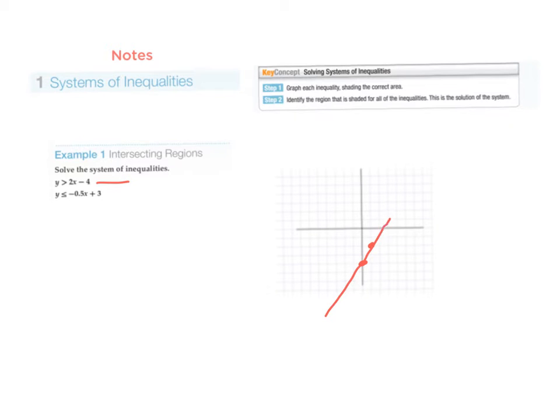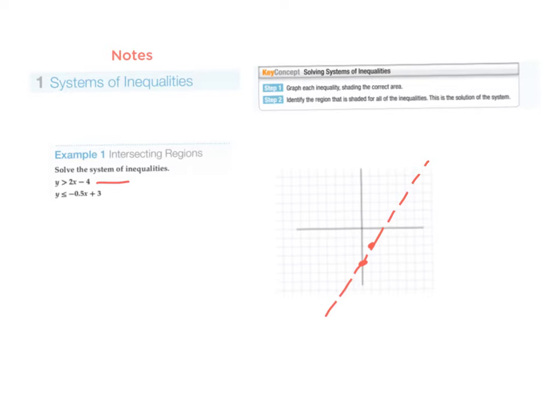Now the inequality, it doesn't have a line underneath it, so we can't have a solid line. So I'm going to erase, so it's a dotted line, basically I've created. But the inequality also means we're going to need to shade a particular side.